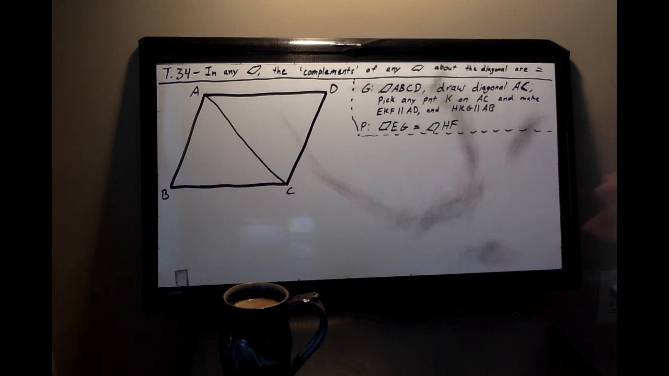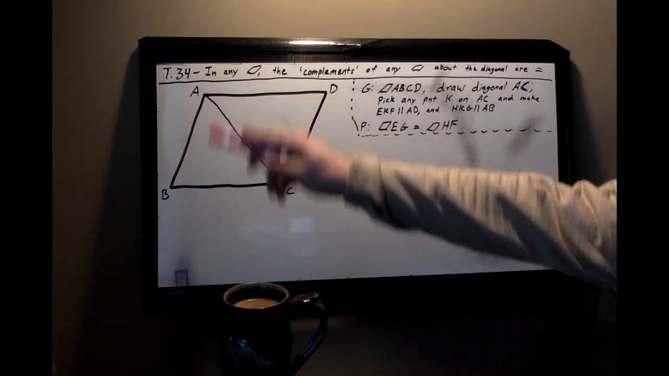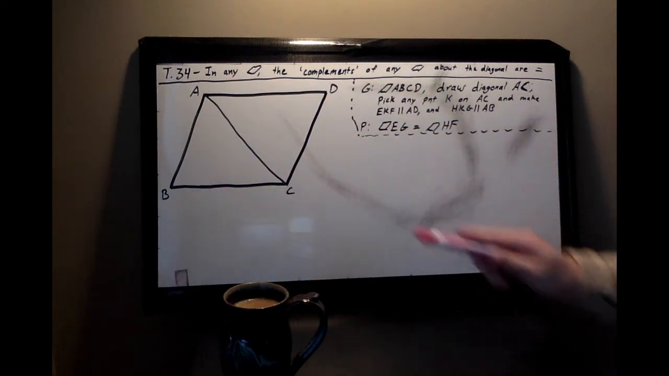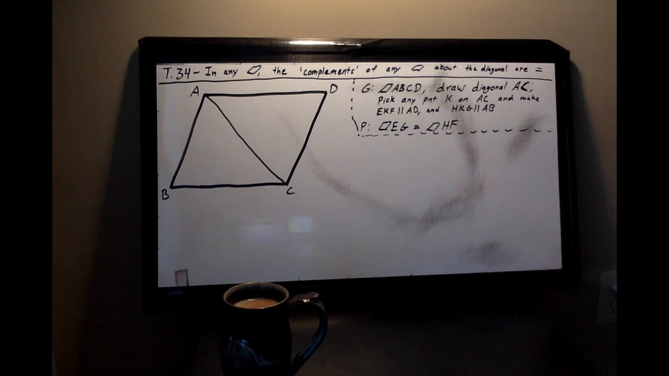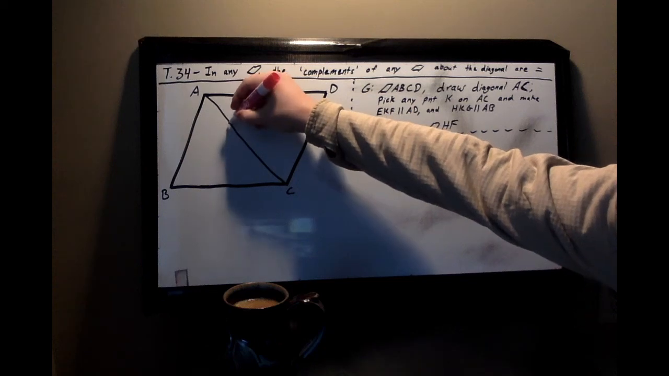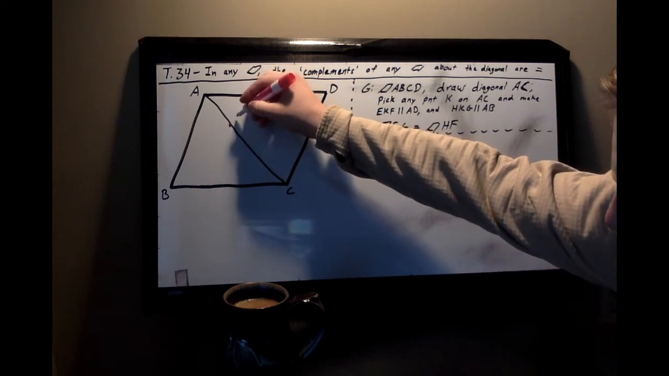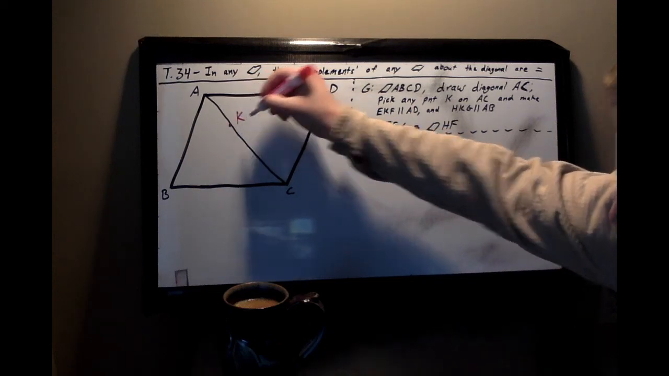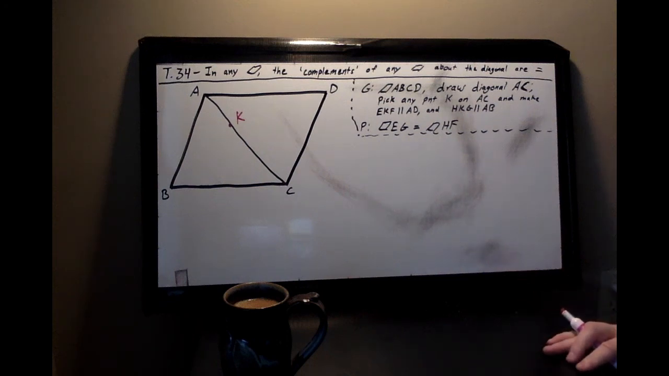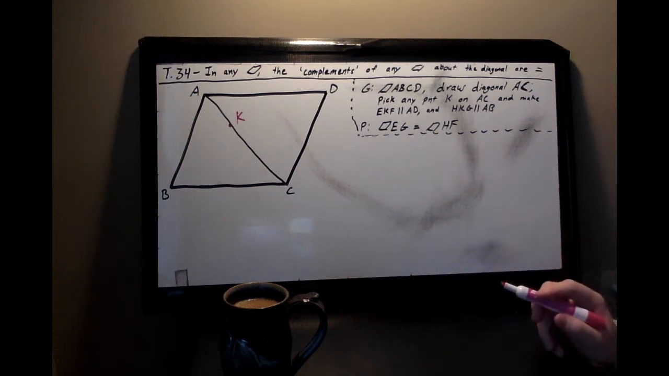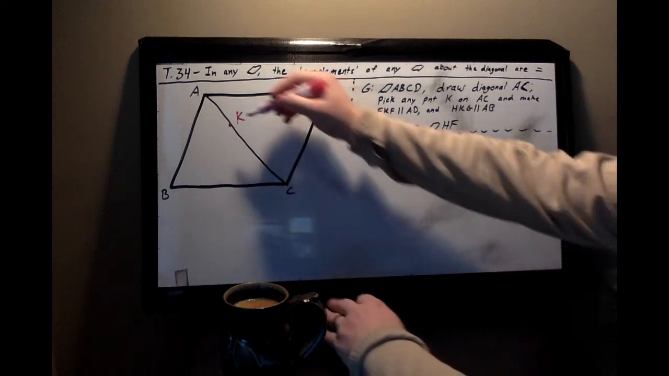Easiest way is just to turn to a picture. So we see, given, we have this parallelogram ABCD, and we have a diagonal AC. Pick any point on AC, we'll call that K. I'm just going to pick, say, this point. I'm going to call that point K. Through point K, I'm going to draw EKF parallel to AD.